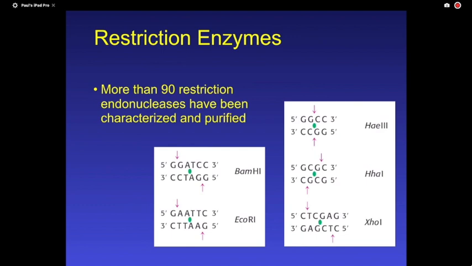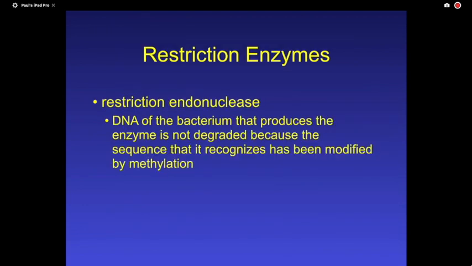All right, these have been characterized. The nomenclature comes from the genus and type, and when they were found. The restriction endonucleases, again, do not degrade the DNA in the bacterium that they're produced in, because it is modified by methylation. So that's just a piece of the natural process of restriction enzymes.